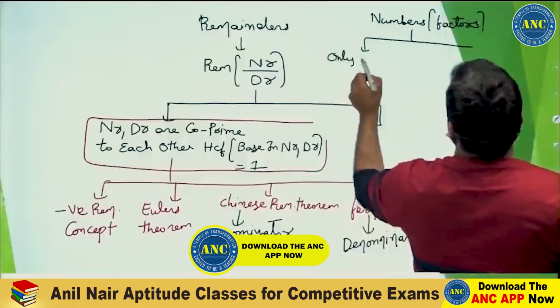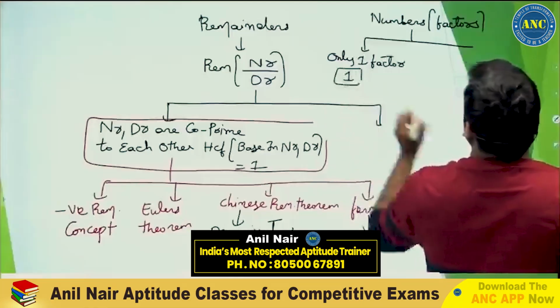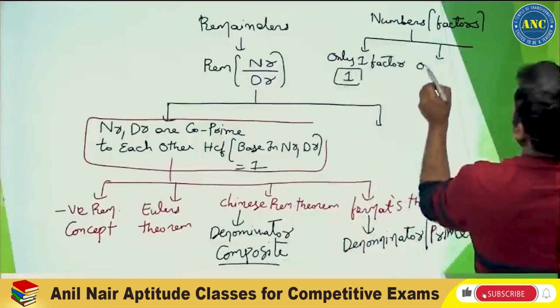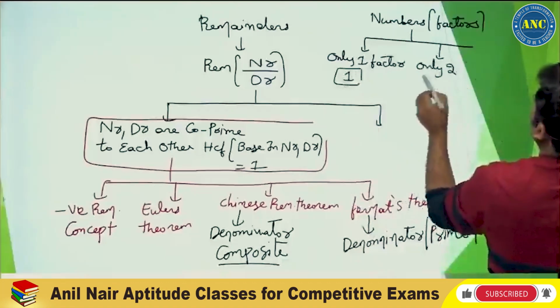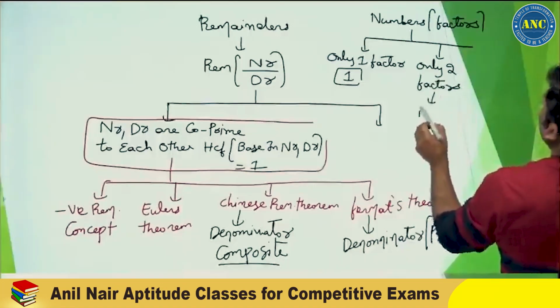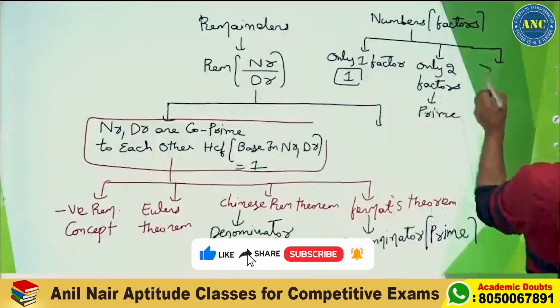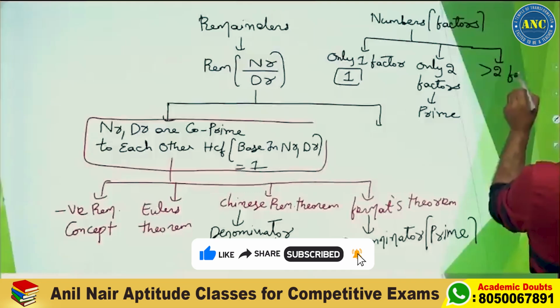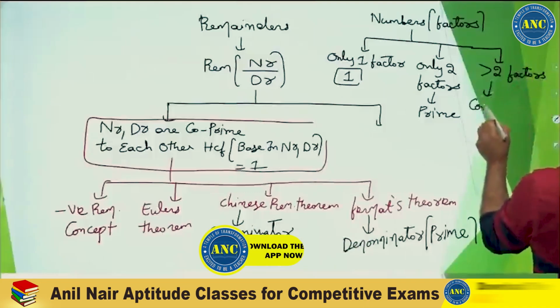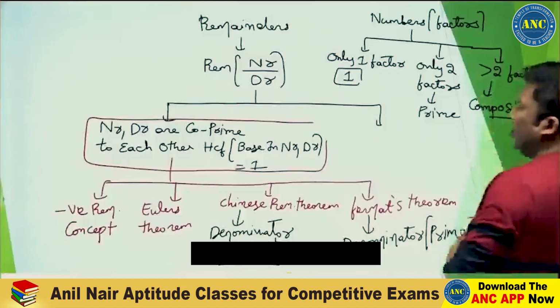Only one factor: if there is only one factor, then the number is called 1. If there are only two factors, then the number is called a prime number. If there are greater than two factors, then the number is called a composite number.